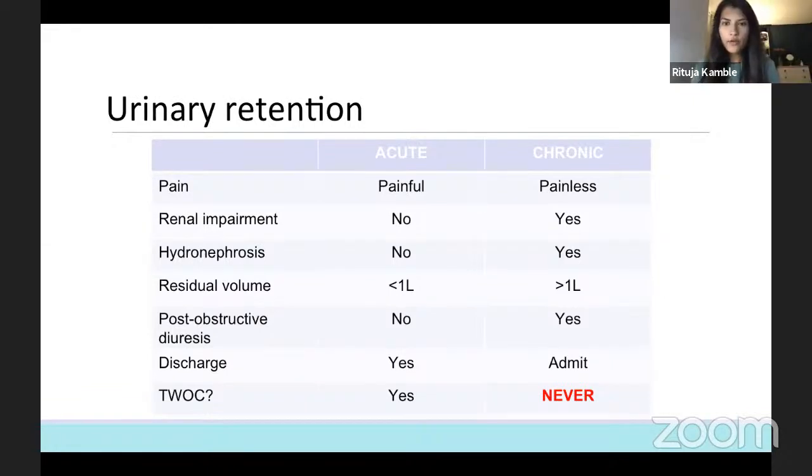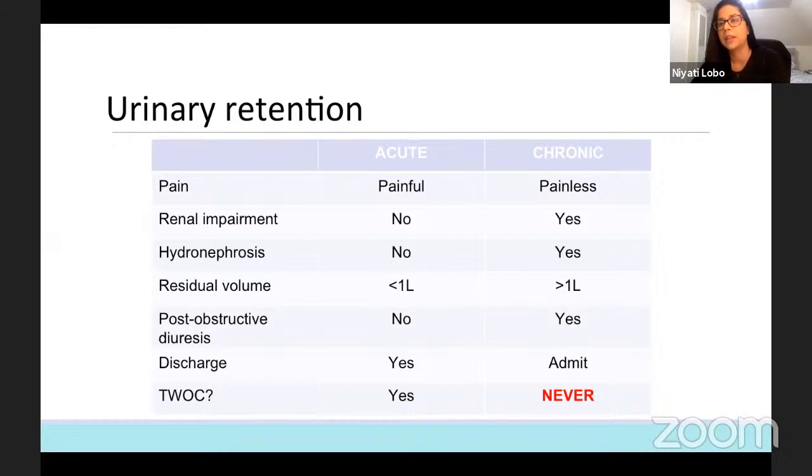And we also have a question asking, is there a recommendation that acute retention over 1 litre needs to be admitted from A&E? It's unusual. If they're retaining more than 1 litre, I would question whether or not it really was true acute retention.